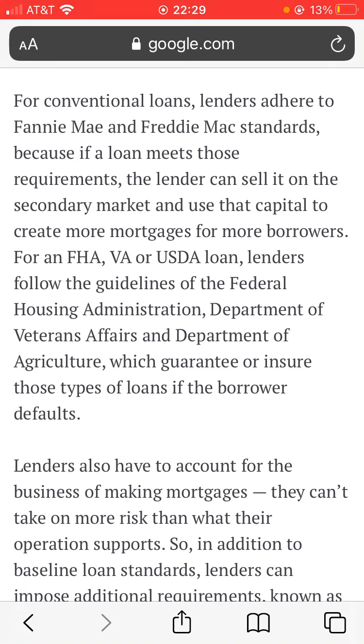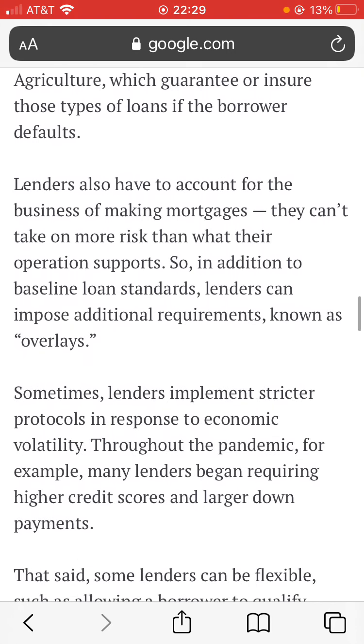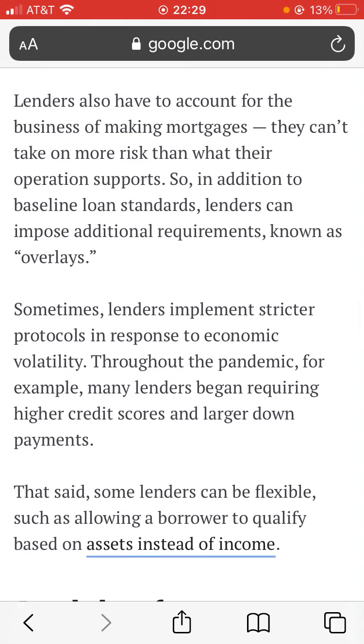For an FHA, VA, or USDA loan, lenders follow the guidelines of the Federal Housing Administration, or FHA, the Department of Veterans Affairs, VA, and the Department of Agriculture, the USDA, which guarantee or insure those types of loans if the borrower defaults. So the lenders also have to account for the business of making mortgages. They can't take on more risk than what their operation supports.